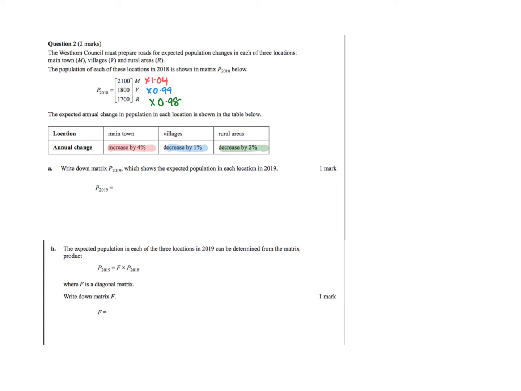You can just do that however you want to. Just grab the numbers, times it by that, and write it out. They're not asking me to do any matrix multiplication. Just write the matrix out. So I'll do that. Okay, so we've done that on our calculators, and we've got that.